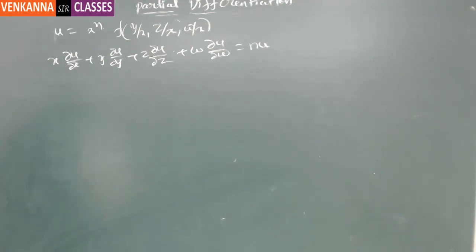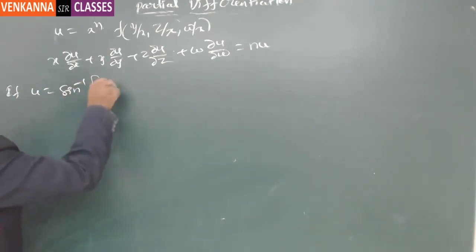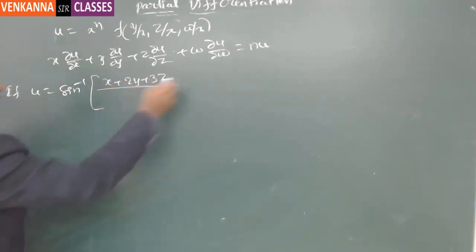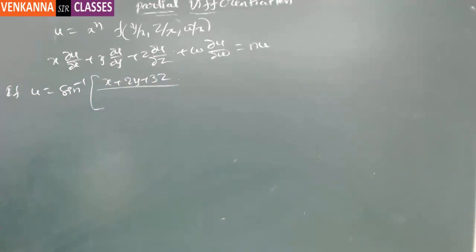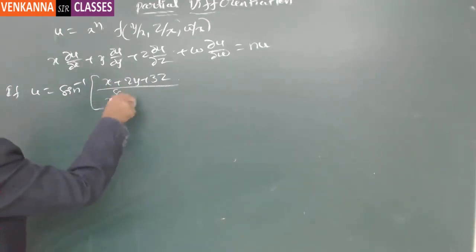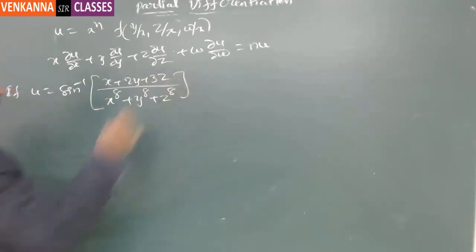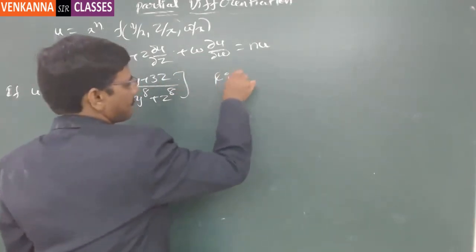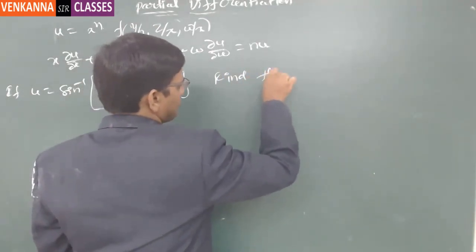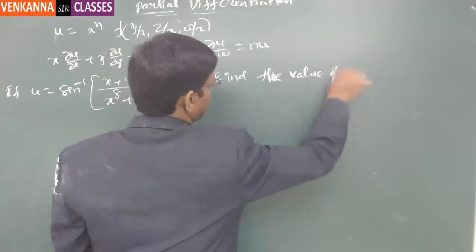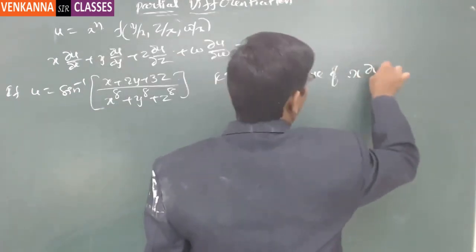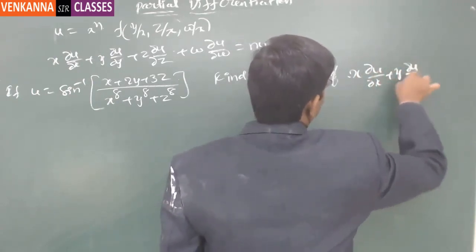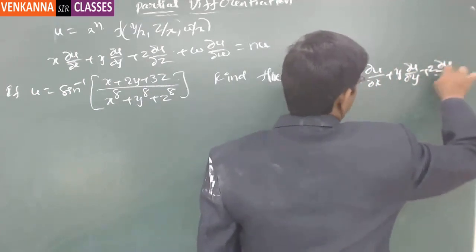Now note down one problem based on this. If u = sin⁻¹((x + 2y + 3z)/(x⁸ + y⁸ + z⁸)), then find the value of x ∂u/∂x + y ∂u/∂y + z ∂u/∂z. Find the value of this.